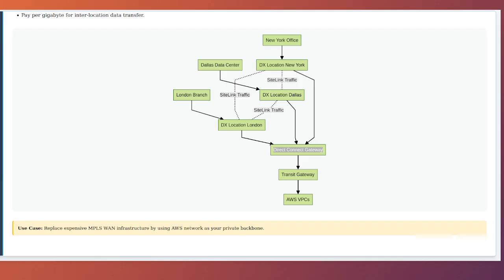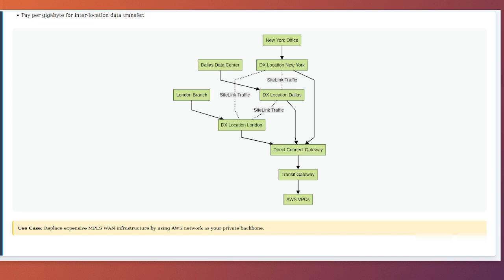SiteLink is particularly useful for organizations that need to connect distributed locations without building their own expensive WAN infrastructure. Instead of buying MPLS circuits or point-to-point connections between every location, you only need a Direct Connect connection from each location to the nearest AWS facility. AWS provides the network between those facilities over its high-capacity, low-latency global network.